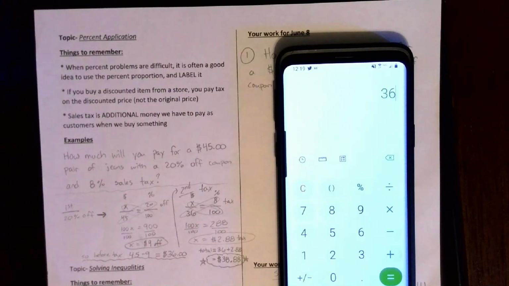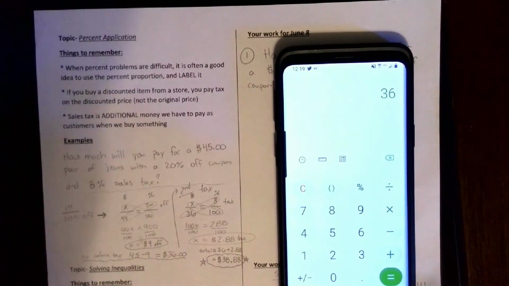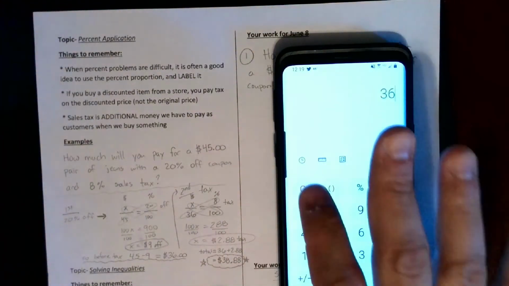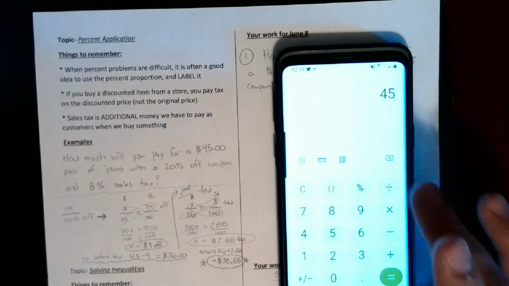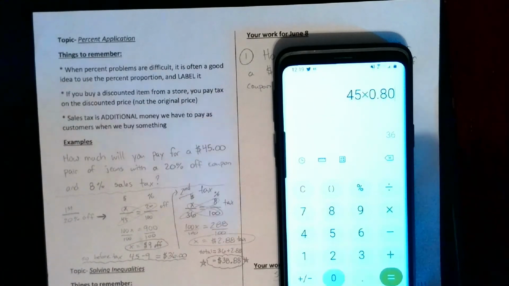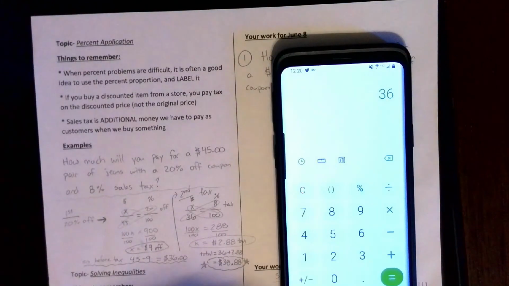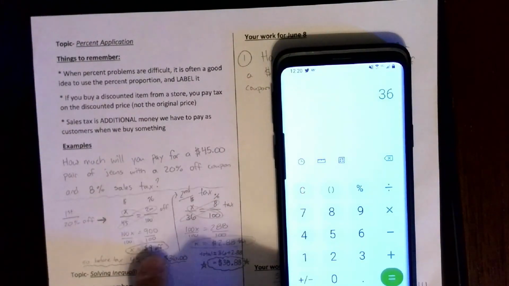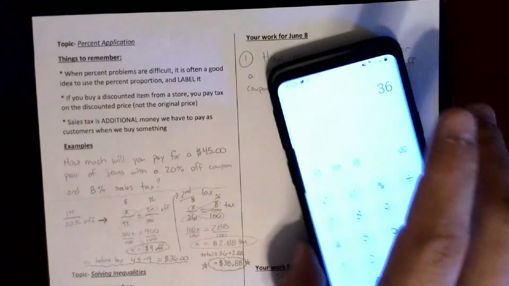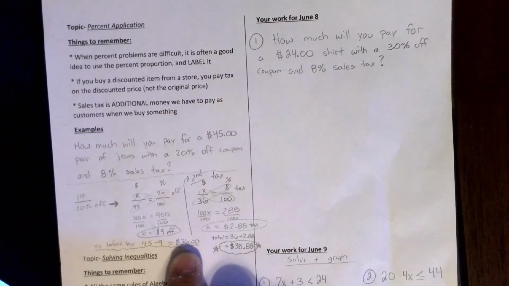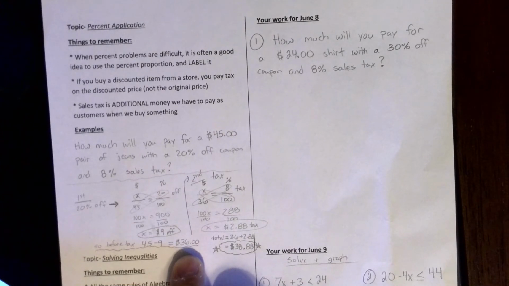So $36 plus whatever taxes, and that tax is going to be 8% of 36. An alternate way you could have done it is you could have found 80% of 45, because if it's 20% off, that means it's 80% left that you're going to pay, and that would take you to 36 right away as well. So you could use this calculator method, or you could go ahead and do the proportion like I did. But either way, you have to be able to tell me that it's $9 off, so I'm going to end up paying $36 before tax.